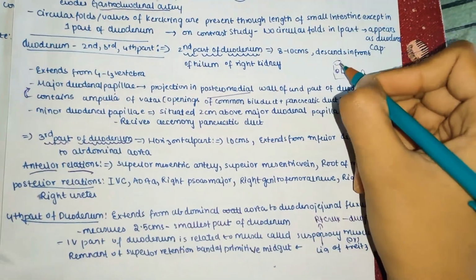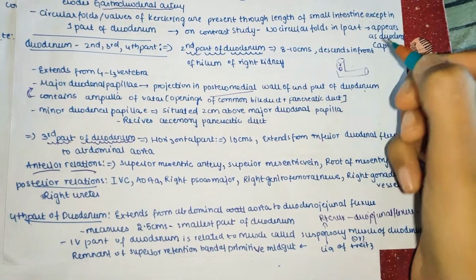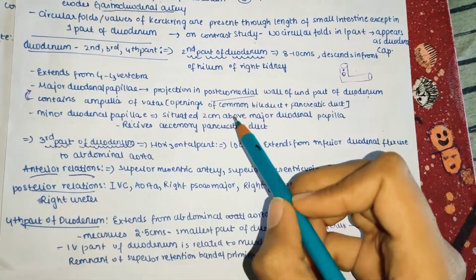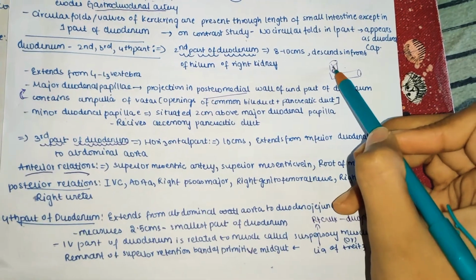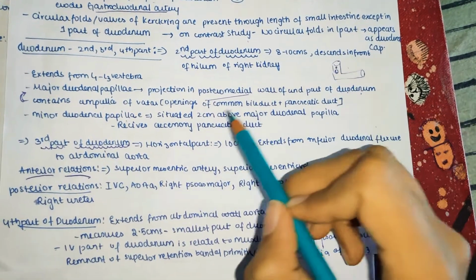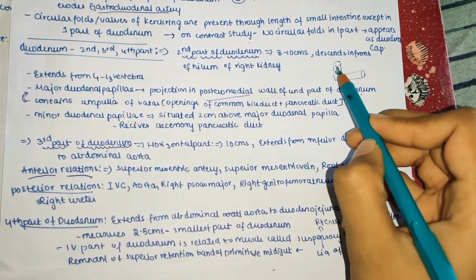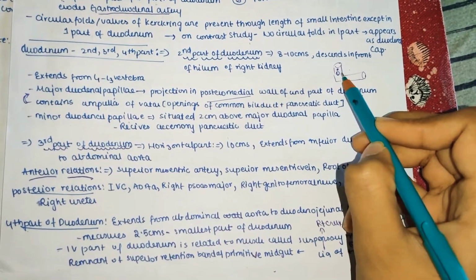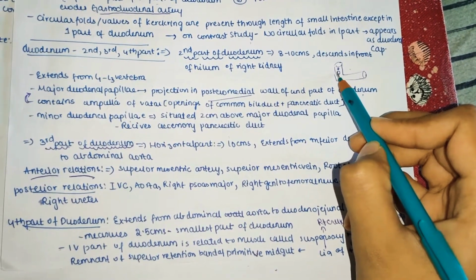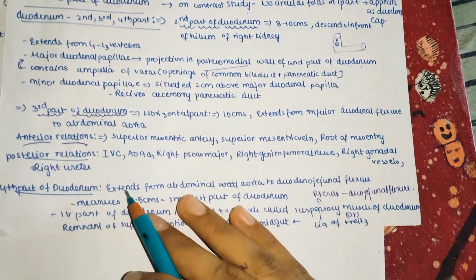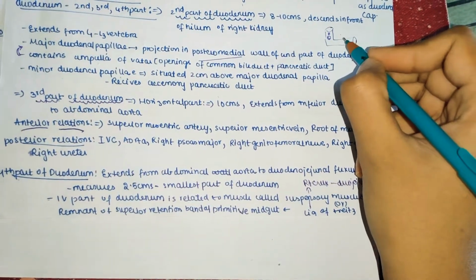Next, coming to the minor duodenal papilla, it will be present up here like this. Okay, so the minor duodenal papilla is situated 2 centimeter above the major duodenal papilla. It receives the accessory pancreatic duct. So this one will receive the accessory pancreatic duct. This one will receive the common bile duct and pancreatic duct. Now coming to the third part of duodenum. This one.